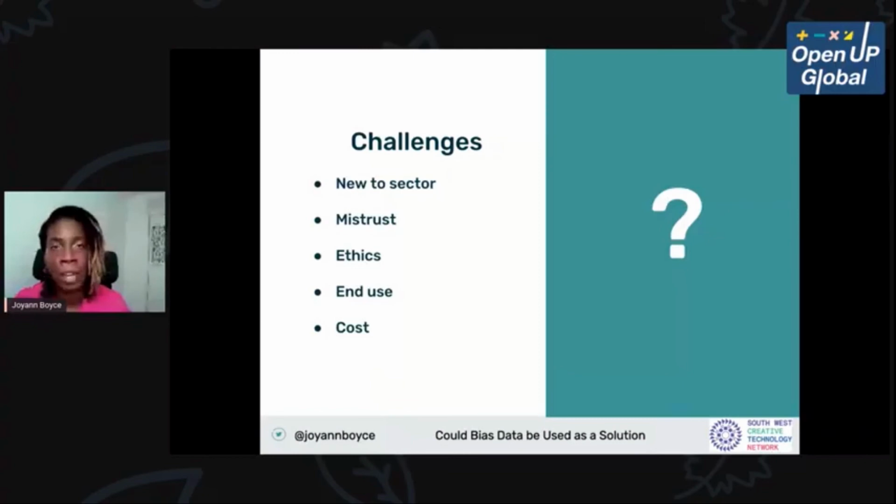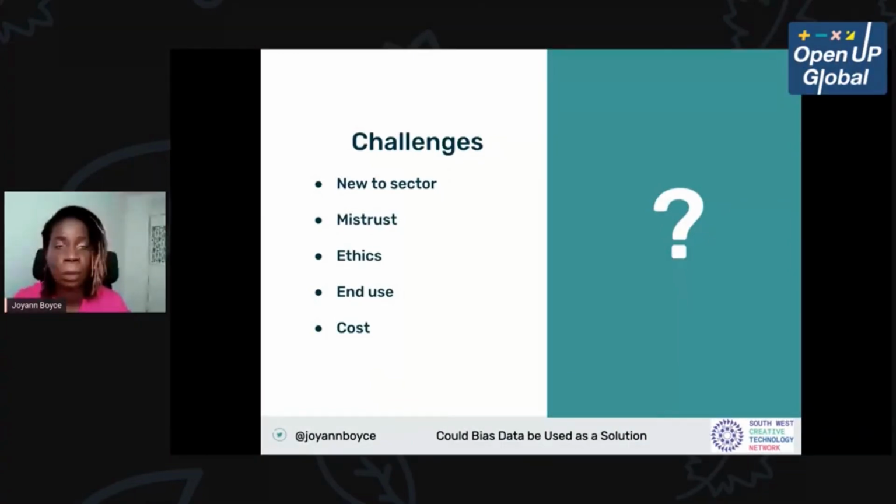So in going down this research, I've also been very aware that my intention may not be for this to be used to further oppress women, Black people, disabled people, but it could be a possibility. And that could be a possibility of the end use.